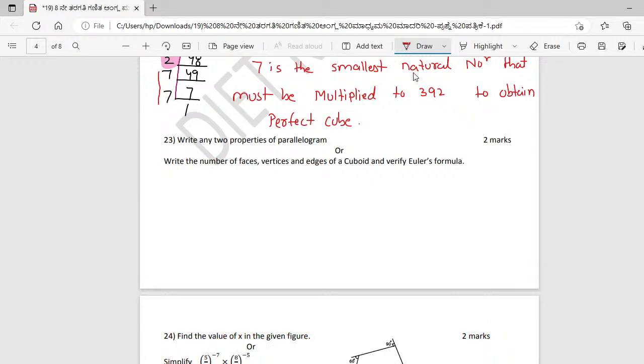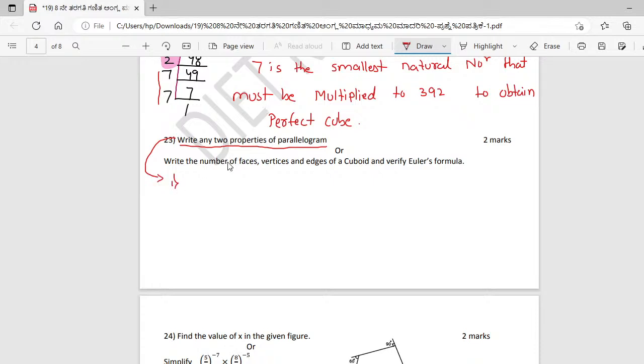So in the next question also, you can see there are two options for you. You can write any one in the exam, but we are making you perfect in every topic of your board exam syllabus. So we're going to attempt both the questions for you. In the first one, they are saying to write down two properties of a parallelogram, and that is very simple.